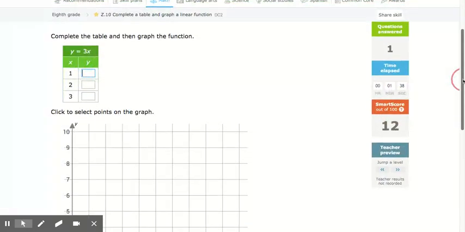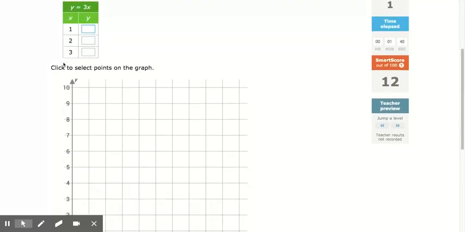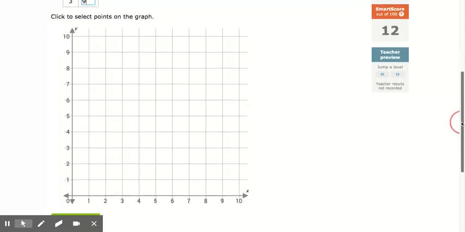Now here I have y equals 3x. So I go 3 times 1, which is 3. 3 times 2, which is 6. And then 3 times 3, which is 9. So again, I would go 1 and 3, 2 and 6.